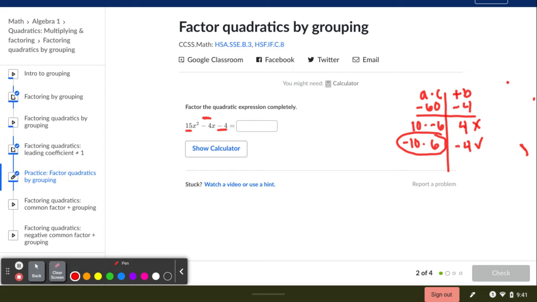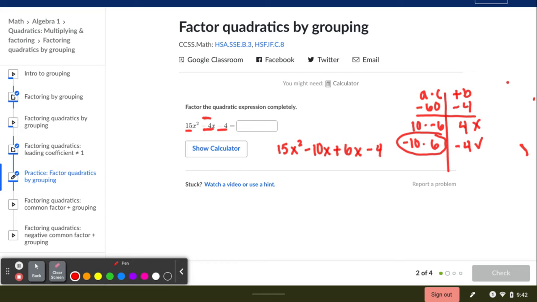However, they're not the two numbers in my binomials. They're actually the two numbers that I need to break apart this middle term into. So I still have my 15x squared, and then breaking up -4x into those two numbers, I get -10x plus 6x minus 4. Now, I could have put the 6 first and the -10 second. That part doesn't matter. It would just change how I pull the greatest common factor out of both halves.